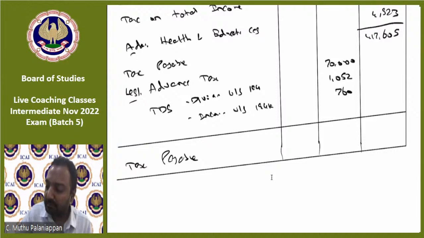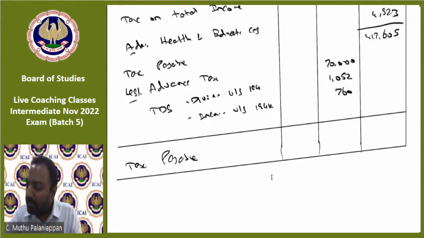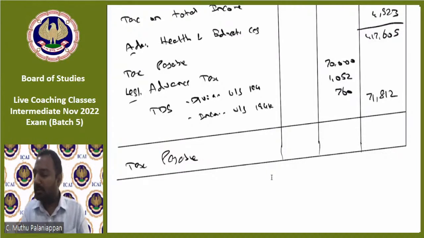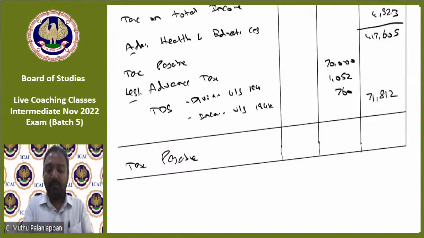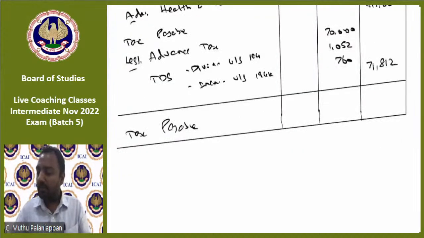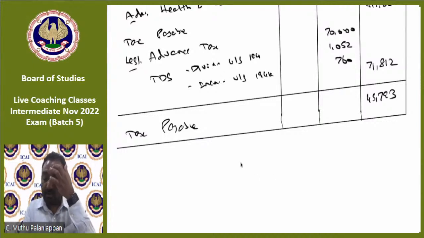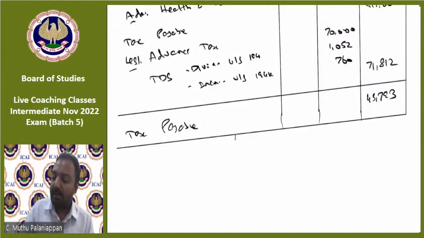So basically, whatever you get here is 70,000, 71,812, correct? So 71,812 is what you consider. So out of 1,17,605, you reduce 71,812. It is 45,793. So you can round it off, but that's okay. 793. So that's what is the tax payable under the regular portion.